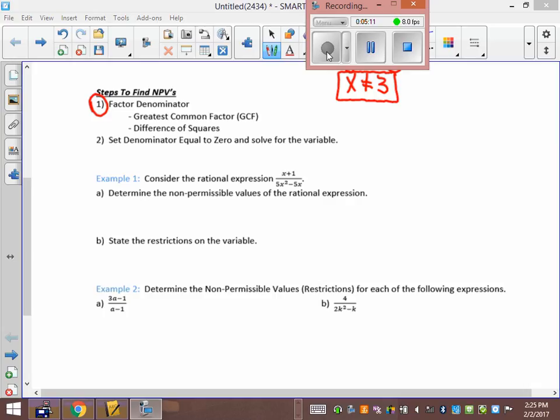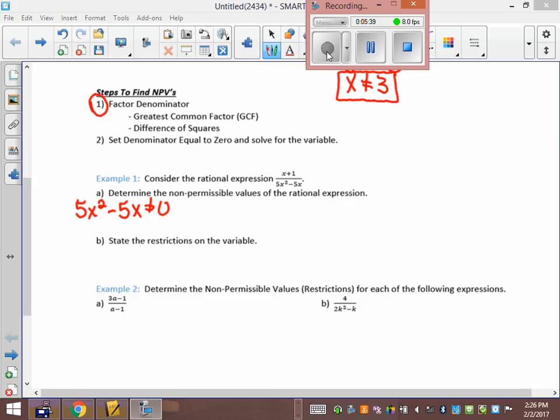So example 1, consider the rational expression x plus 1 over 5x squared minus 5x. They want us to determine the non-permissible values. Well, if I did what I did in the last one, I would take the denominator, 5x squared minus 5x, and say not equal to 0. What am I going to do to get x, though? Am I going to add the 5x over? Now I have a squared and an x?